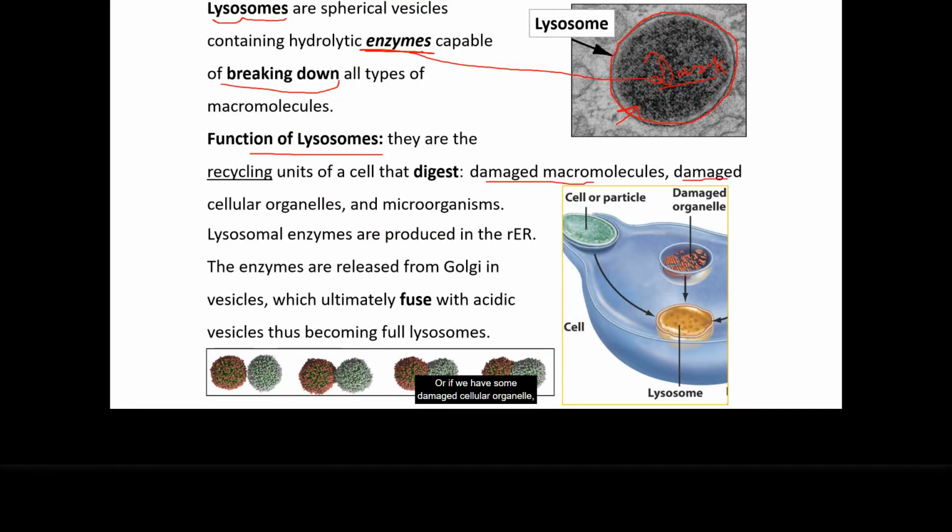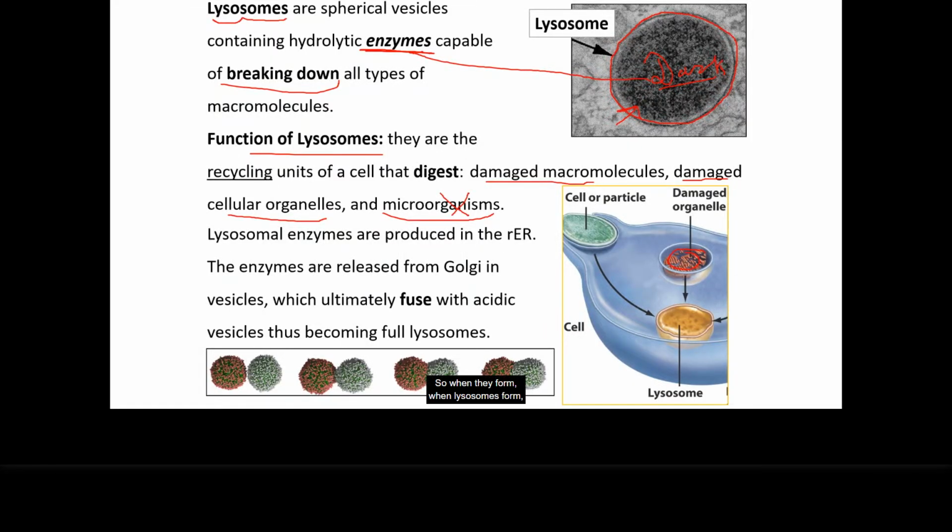Or if we have some damaged cellular organelle, for example, a damaged mitochondria here, again, it will be fused together with the lysosomes, and enzymes in the lysosome will break it down. Microorganisms too. So if cells absorb microorganisms, they will be fused with lysosomes, and enzymes in the lysosomes will break down this microorganism.